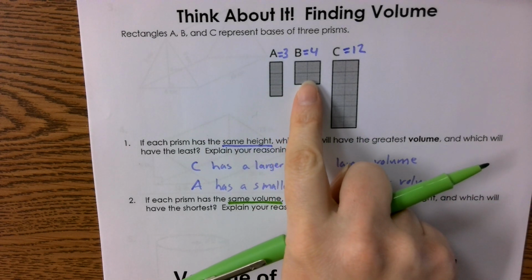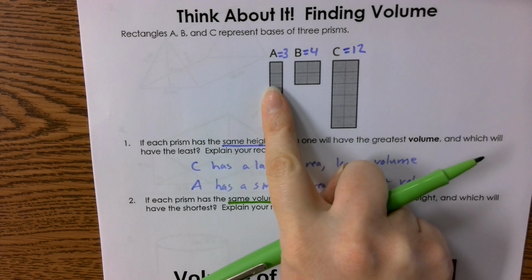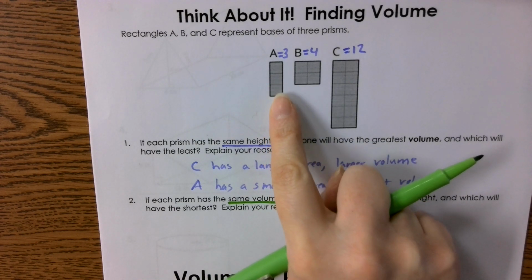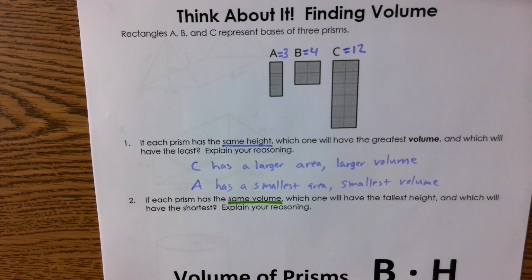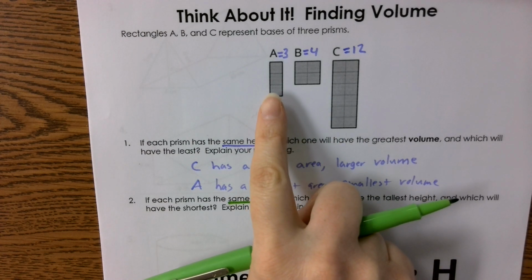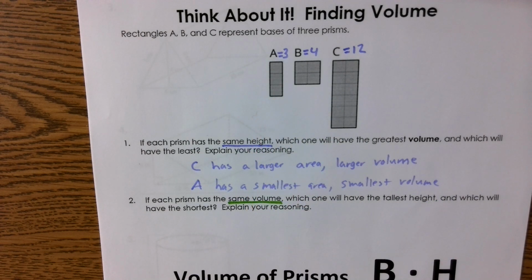But what about for B? How tall would B have to be? 6. How tall would A have to be? 8. So A would wind up having a taller height, even though they all have the same volume. They all have a volume of 24. A would have a taller height because it has to compensate for the fact that it has a smaller area.